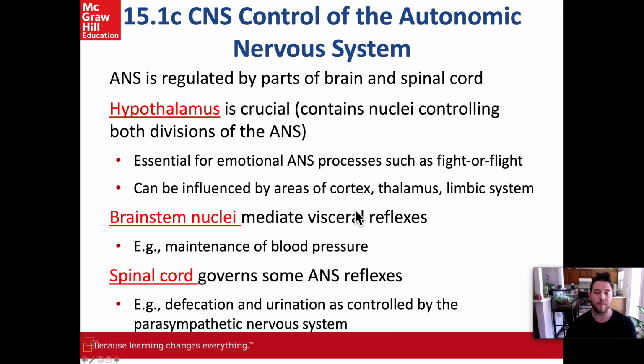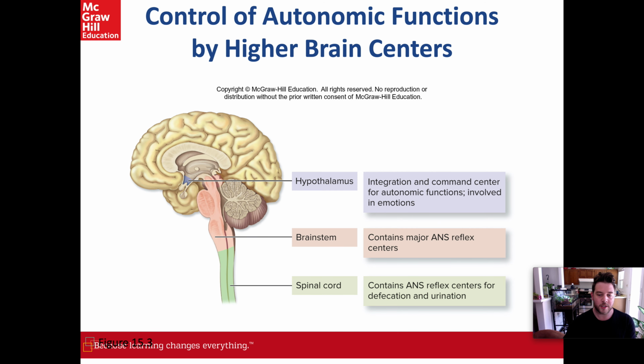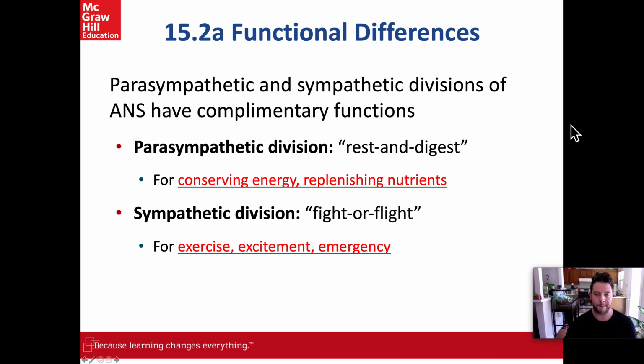The brainstem nuclei mediate our visceral reflexes. So remember, the nuclei are the gray matter, the cell bodies and the processing centers within the brain. So within the brainstem nuclei, they are mediating those visceral reflexes, maintaining blood pressure, movement of food through our GI tract, those types of things. And then the spinal cord governs some of our autonomic nervous system reflexes, like defecation and urination. So here is just a little picture breakdown. I think this was in one of the worksheets. You have your hypothalamus, your brainstem, and your spinal cord, each regulating the ANS in a different way.